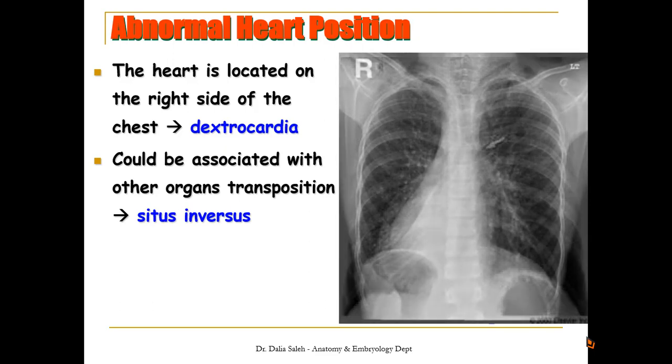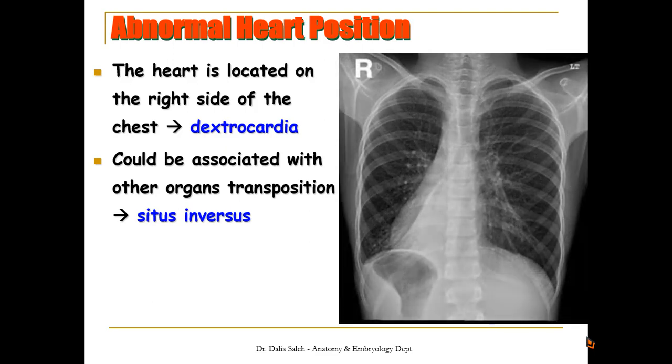This anomaly could also be associated with other organ transposition. In this case, we call it situs inversus, where all organs are reversed in their position. So in this X-ray, you can see on the right side the apex of the heart, which means that there is dextrocardia, and also you can see gases under the right cupola of the diaphragm. This means that the stomach is also on the right side, and the liver here is on the left side.